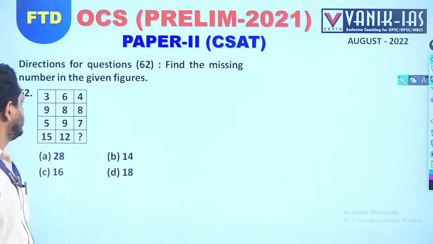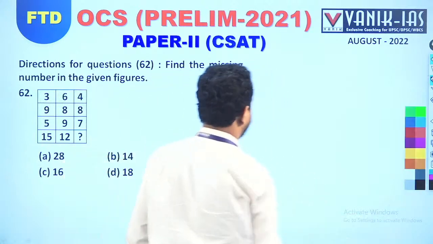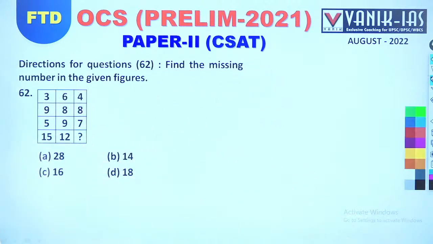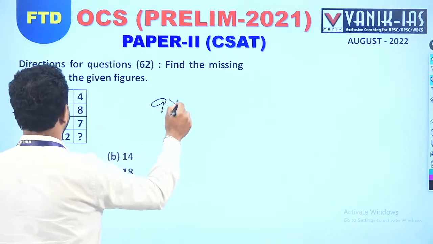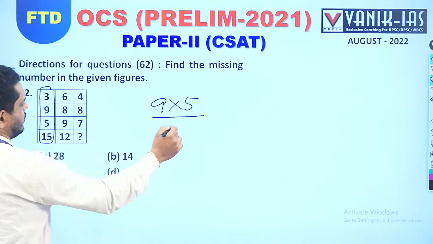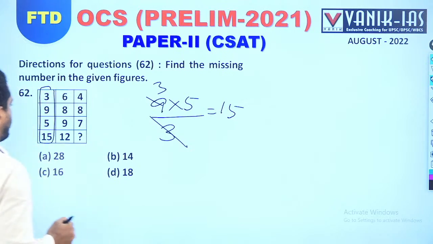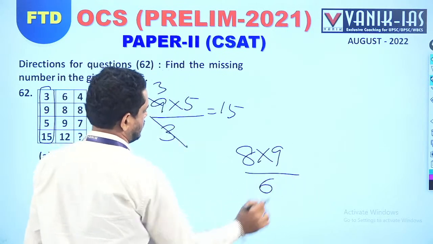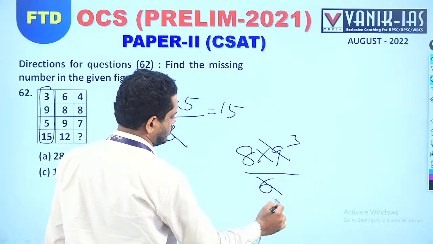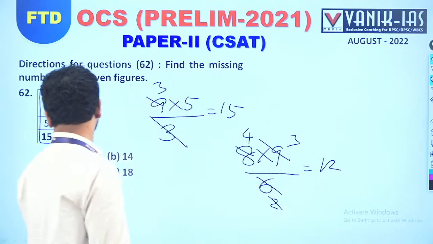The next question is from matrix format, and this is a number operation. In the first column we have 9 into 5 by 3. 3 3s are 9, it becomes 15. Then friends, 8 into 9 by 6. 3 3s are 9, 3 2s are 6, 2 4s are 8. It's 12. Here it is 12.